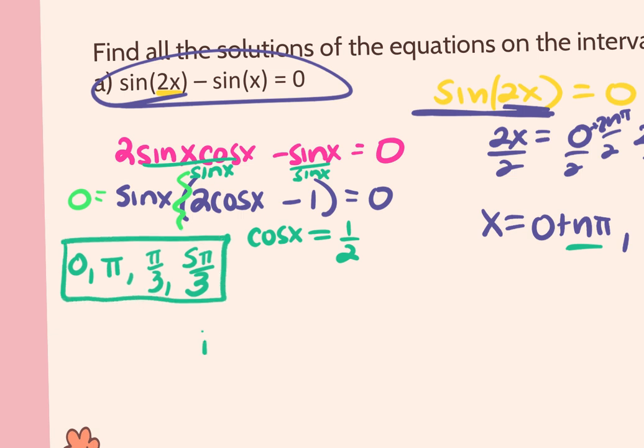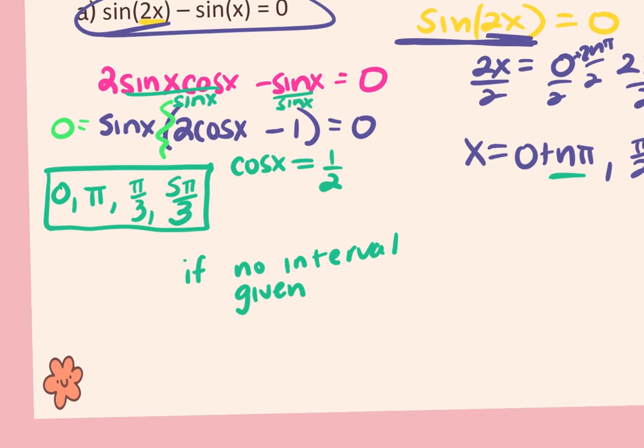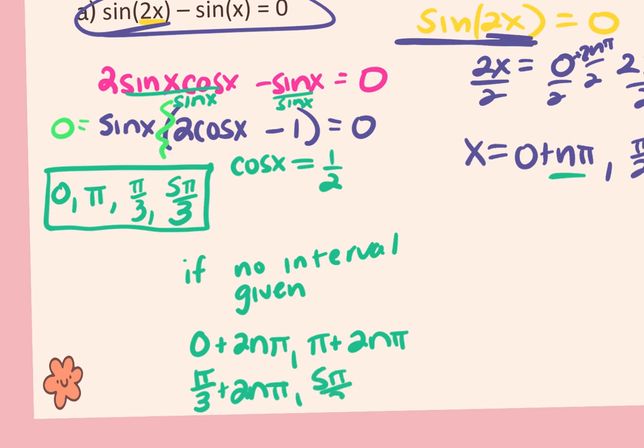If it didn't give you an interval, then my answer is 0 plus 2n pi, pi plus 2n pi, pi over 3 plus 2n pi, and 5 pi over 3 plus 2n pi. And if it's multiple choice, the 0 is not there. It looks like that. Wait, what do you mean if given the interval?